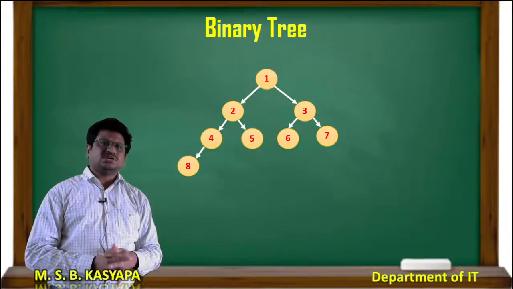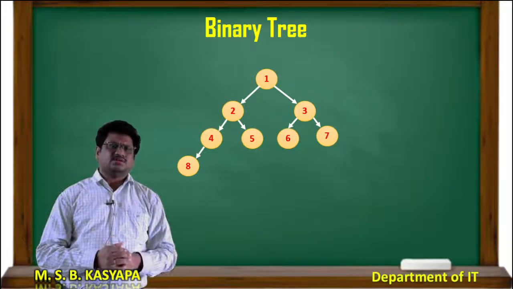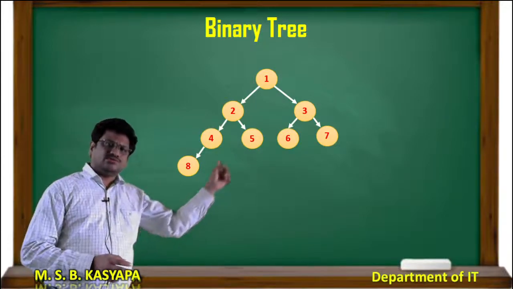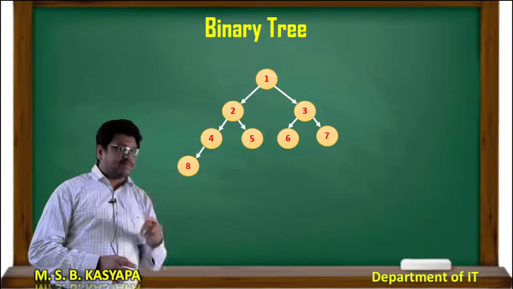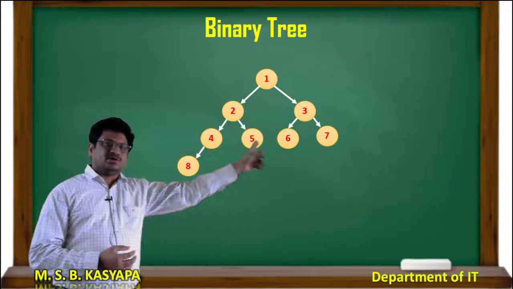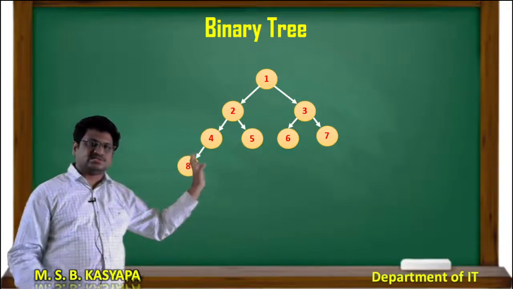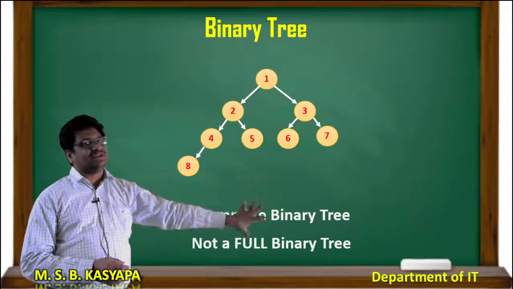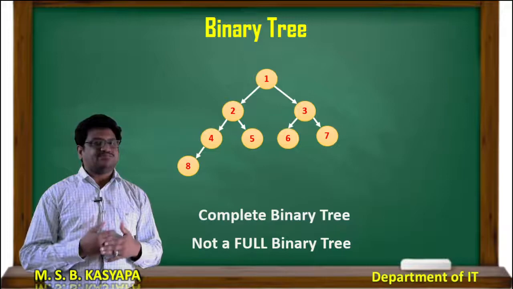Now, if you see this one, let's check this binary tree. Does each and every node contain 2 or 0 children? No. Here we don't have a second child. So it is not a full one. Is it a complete one? Yes, it is a complete one. Why? Because everything is filled from left to right. Whatever single element is inserted, it is inserted at the left. So it is a complete binary tree, but it is not a full binary tree. Like this we have to differentiate the types of binary trees.